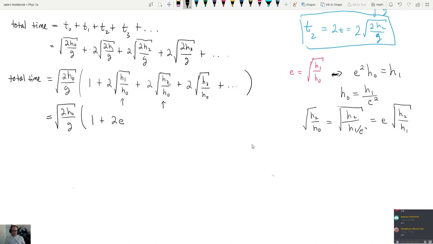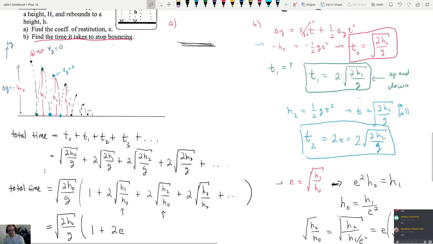So all we did was we looked at this term, it's h2 over h0. I said from that equation, rearrange it, you get that h0 is equal to h1 over e squared. You plug that in for h0, you have h2 over h1, the e squared goes to the numerator, it's squared so we can pull it out, and you get e times the square root of h2 over h1. But what's this equal to? This is the square root of the ratio of h2 to h1.